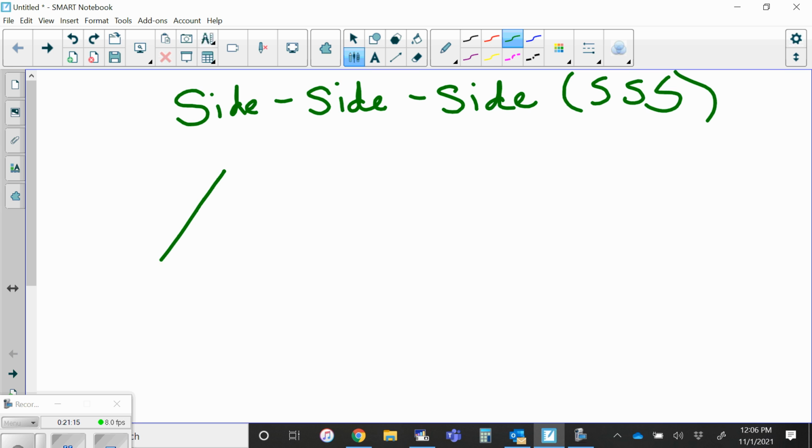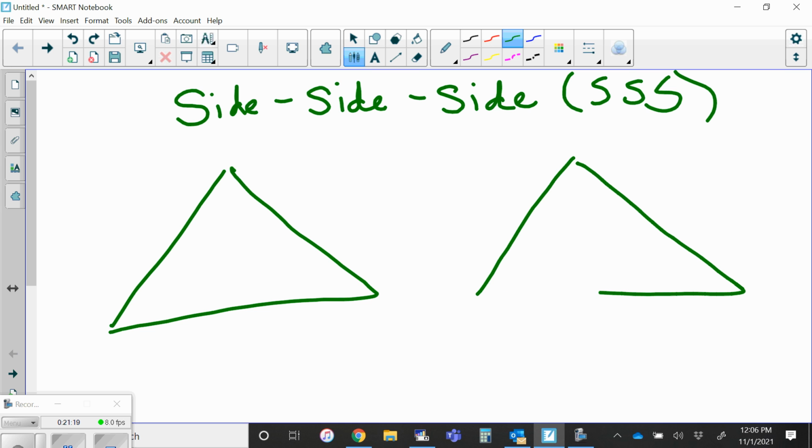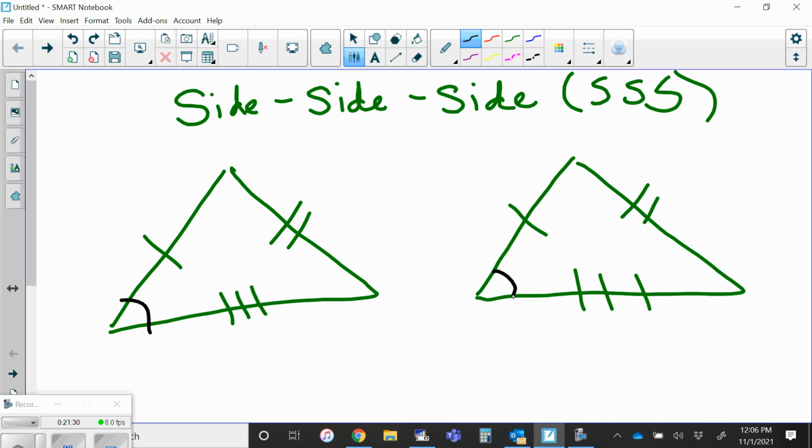So what is going to be happening when I have side, side, side? It's going to be like this is equal to this, is equal to this, and that is equal to that. Then what do I know? Then I know that this angle is congruent to that one, and this one is congruent to that one, because then these triangles become congruent to each other once you know side, side, side.